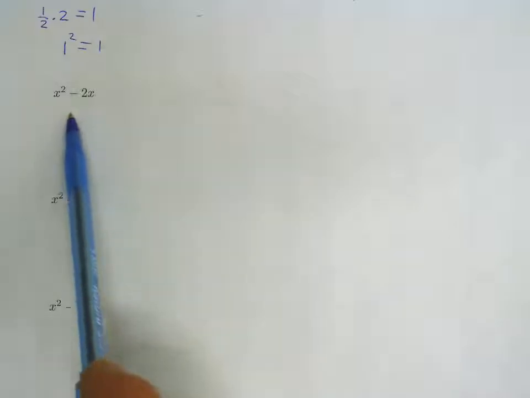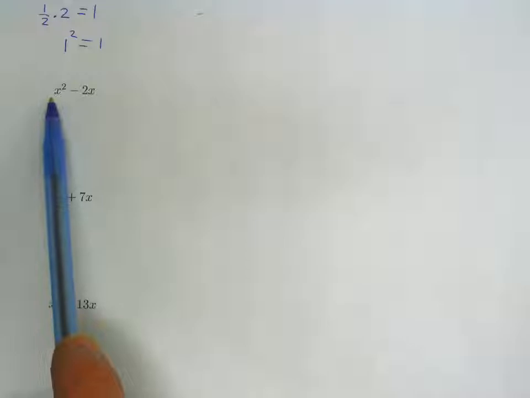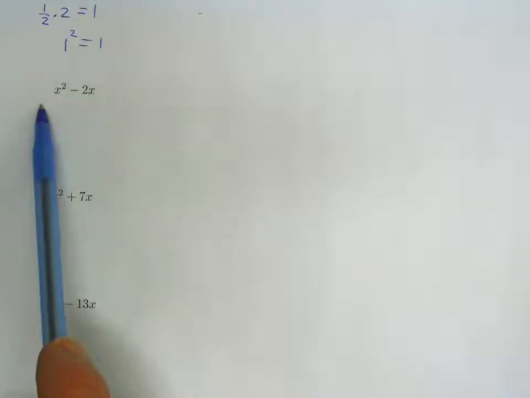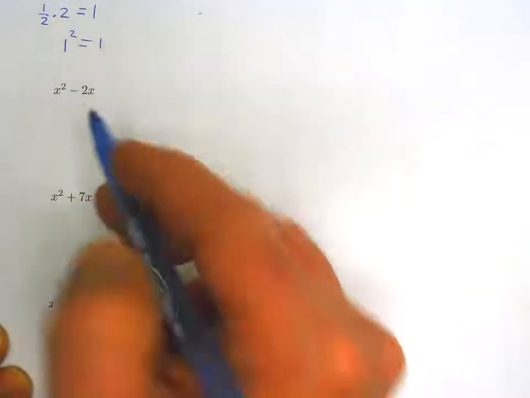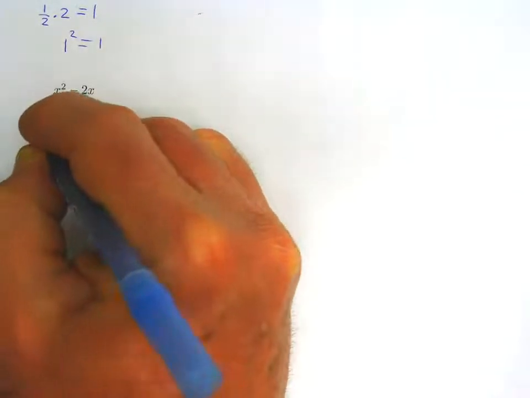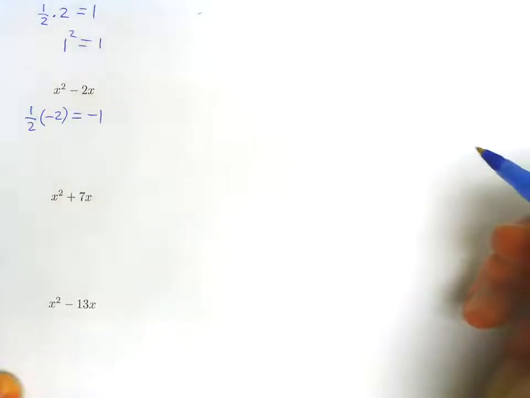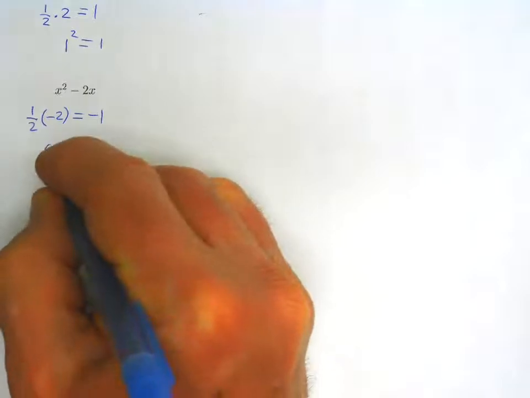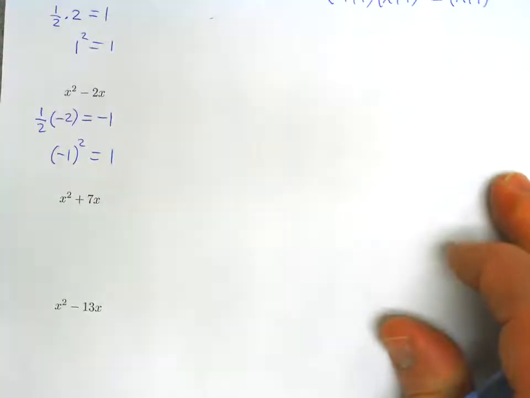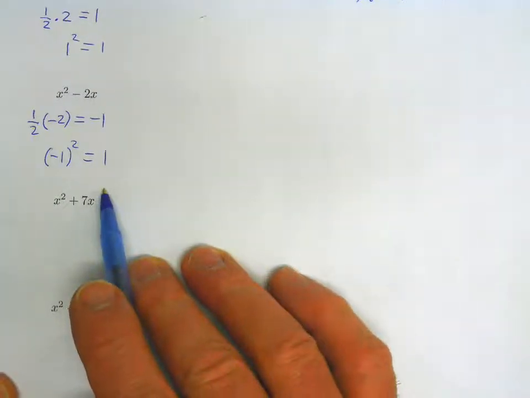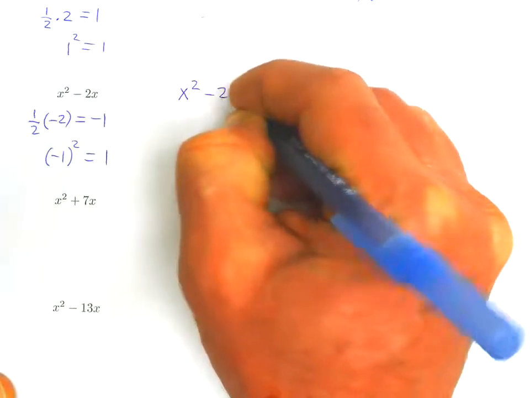Okay, the next one, x squared minus 2x. The coefficient of x squared is 1. Then this time, the coefficient of x is negative 2. So we take 1/2 of negative 2, which is negative 1. And when we square the number negative 1, we get positive 1. So we're going to add 1 to x squared minus 2x. So x squared minus 2x plus 1.